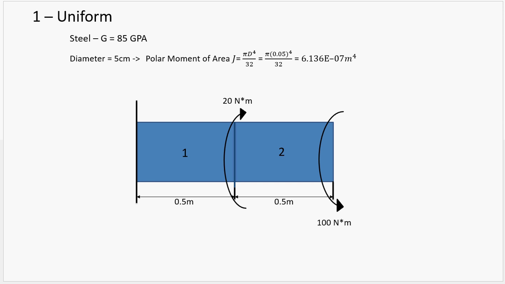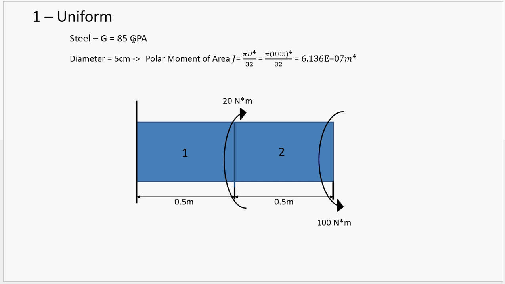It's 1 meter long, made of steel, which has a shear modulus of 85 gigapascals, has a diameter of 5 centimeters, and it has two loads applied to it. Halfway across from the left is a 20 newton meter load applied in clockwise, and on the far right is a 100 newton meter load applied in counterclockwise fashion.